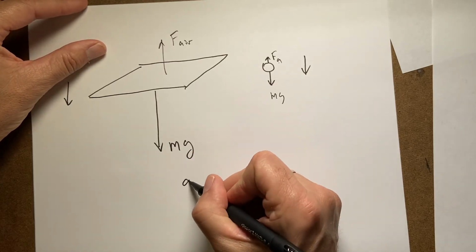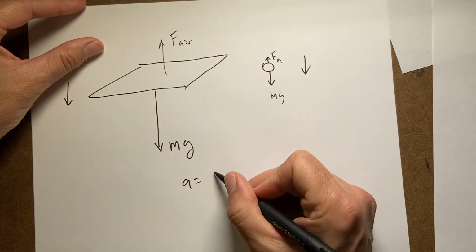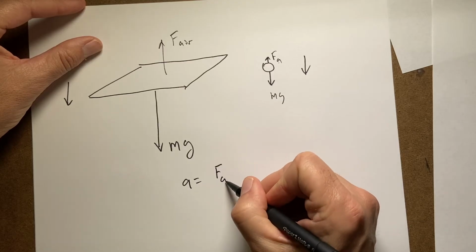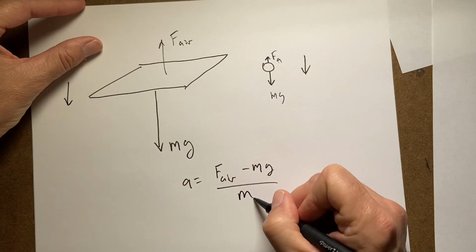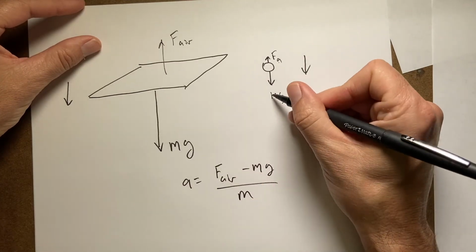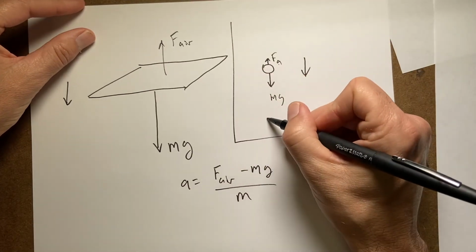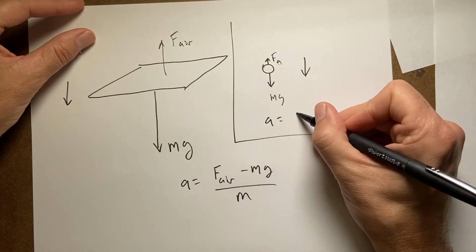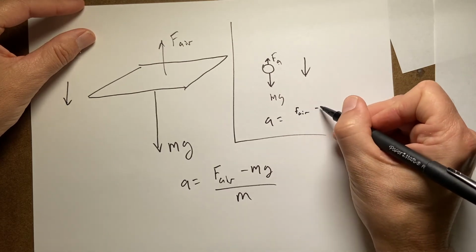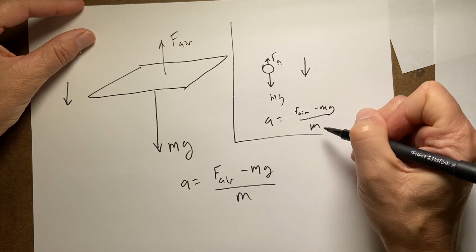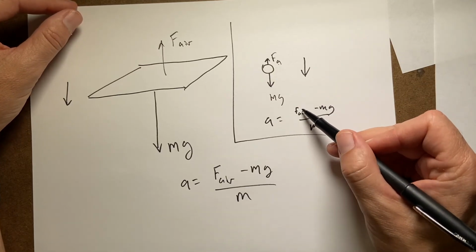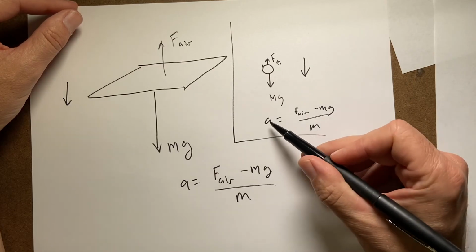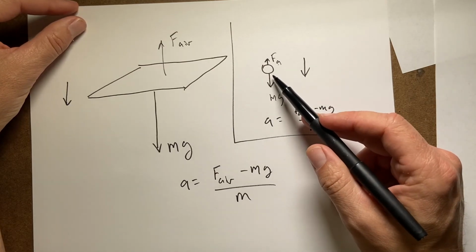Let's write this one. Acceleration for the big one is going to be F air minus mg, all of that over m, and that's a big M. They don't cancel. For this one, it's going to be a equals a very, very small F air minus mg over m. And so it turns out that it's not just about the size, it's the ratio of the air resistance to the mass. This one's going to have a greater acceleration and hit the ground first.